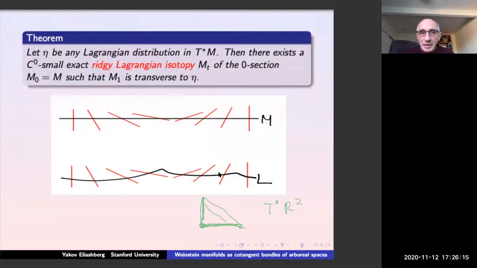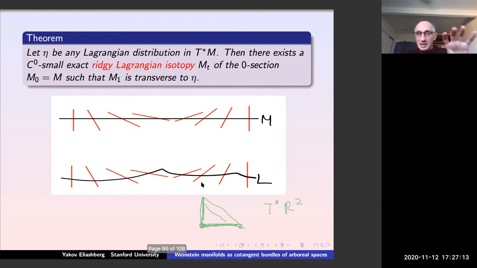And the theorem is the following. Suppose you have any Lagrangian distribution in, say, a cotangent bundle, and you don't know anything about how it is tangent or not tangent to the zero section. It turns out that there exists a C0 small Ricci isotopy. Ridge means that at the first moment you create this earthquake, you allow the Lagrangian to develop some of these corners, and after that you move it by Hamiltonian isotopy. So there's a C0 small Ridge isotopy that makes all smooth pieces transverse to this distribution.